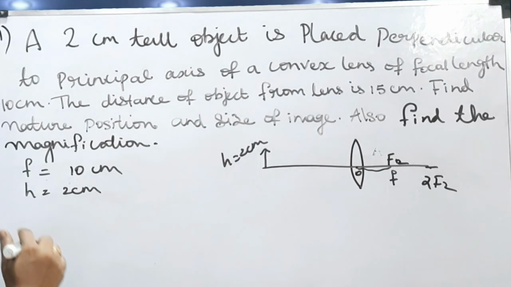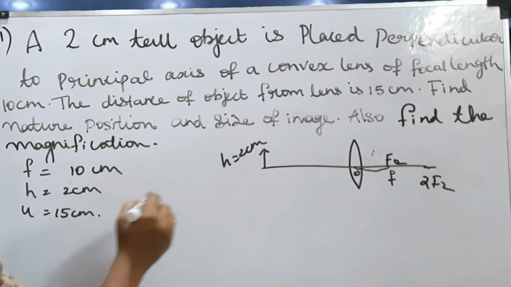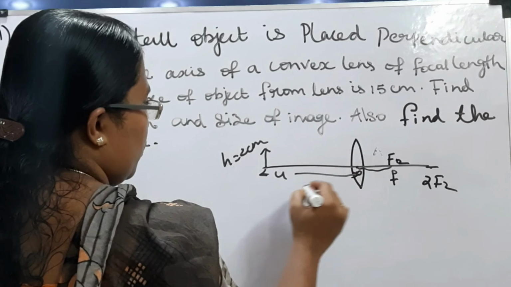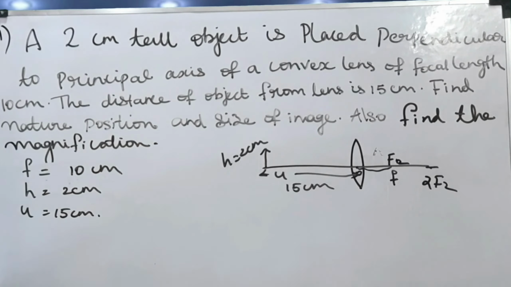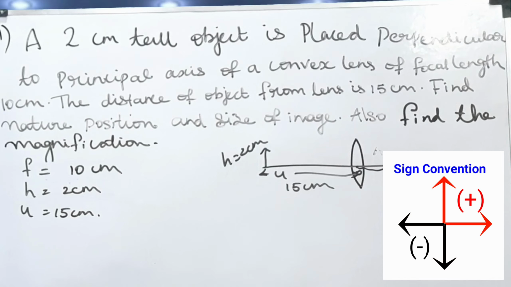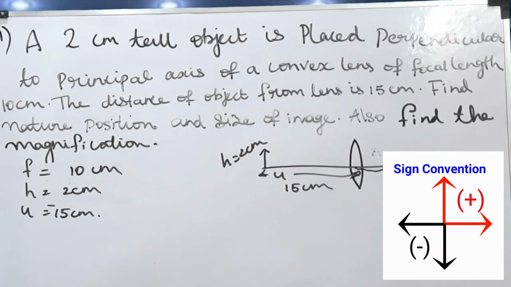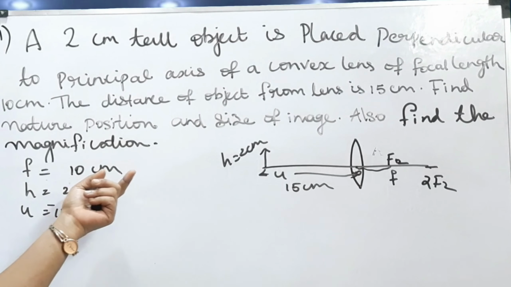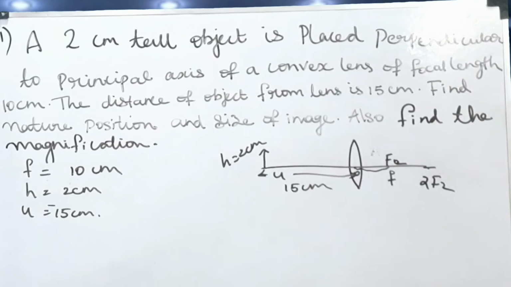That is, u is given as 15 cm. So this distance u is 15 cm. What is the sign for u? It's on the left side of the optic center, so it is negative. So u is negative. So this much is given in the question: focal length is 10 cm, h is 2 cm and u is 15 cm.